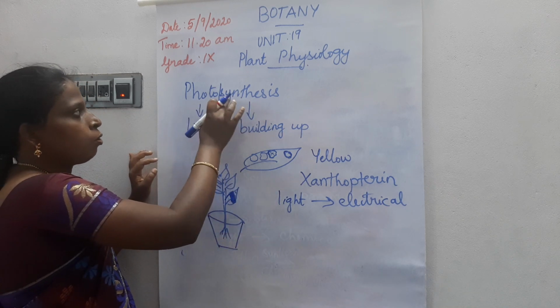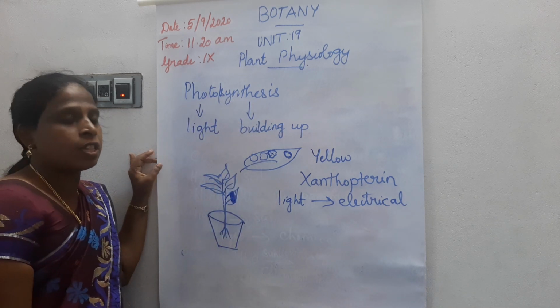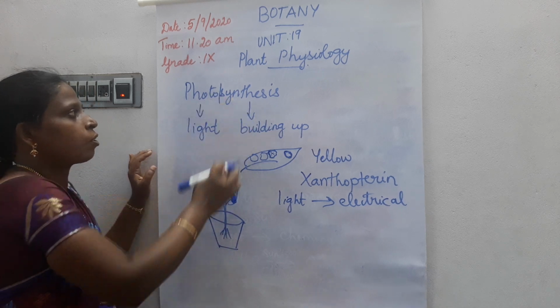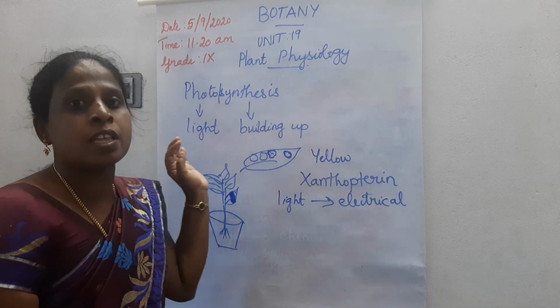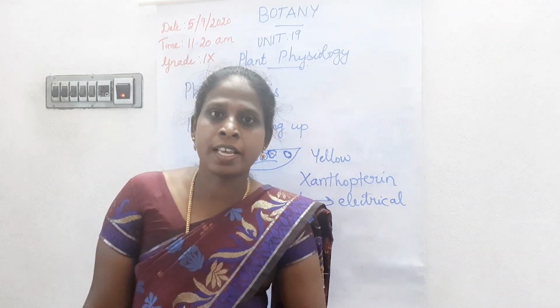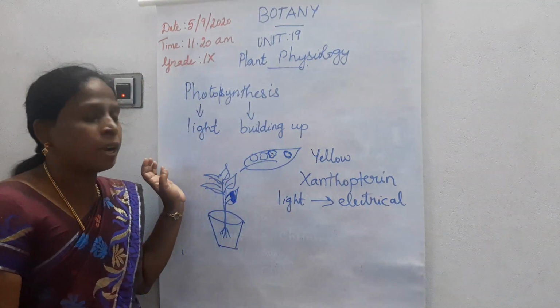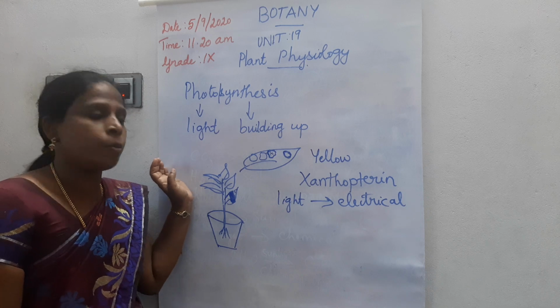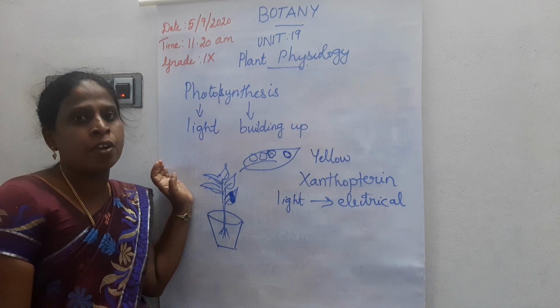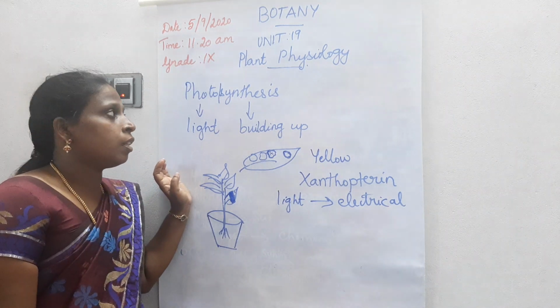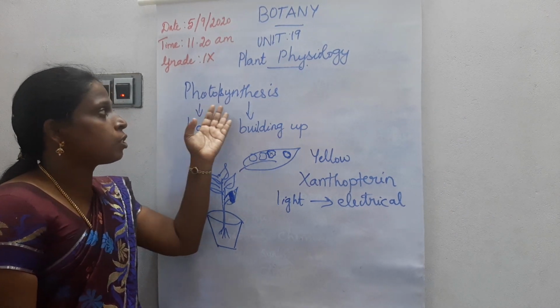In today's class we have learned about photosynthesis. Now you all know what photosynthesis is. It is the process by which green plants synthesize carbohydrates by using carbon dioxide and water in the presence of sunlight and chlorophyll. So that is the definition of photosynthesis.